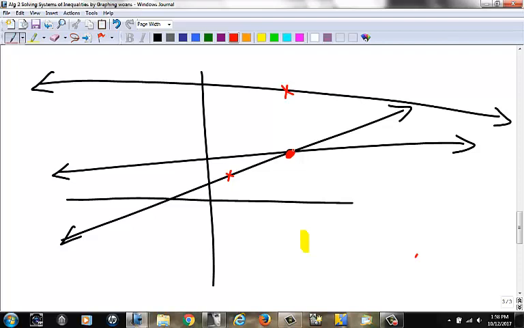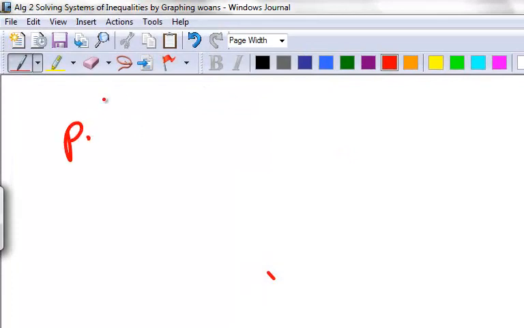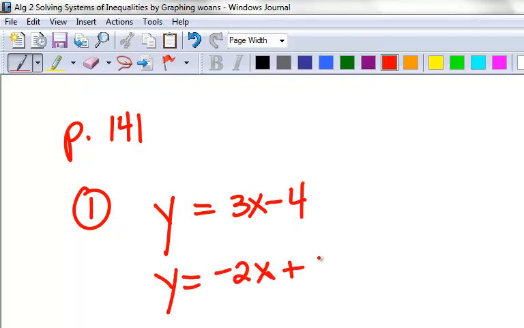Go all the way back to section 3.1. For example, problem number 1. The ones I just took you through were decimals. I wanted specifically to get ones that were not nice, neat integers. Go back to page 141, problem number 1. y equals 3x minus 4, and y equals negative 2x plus 11. Let's do those and find the point of intersection.